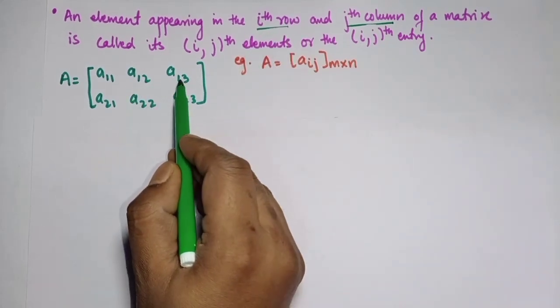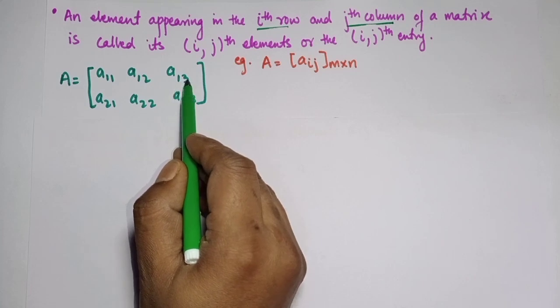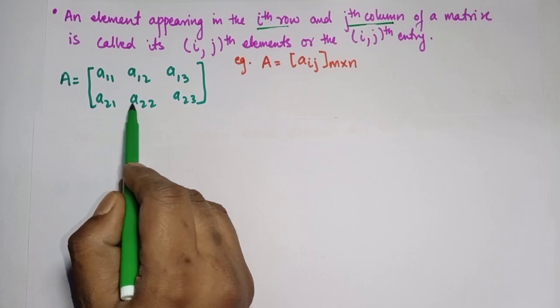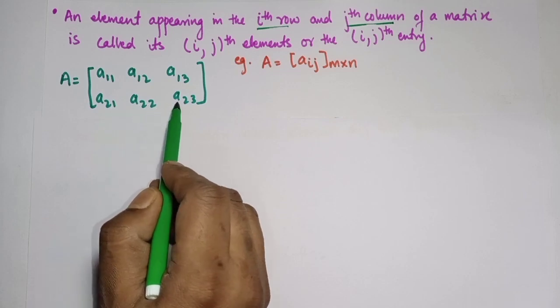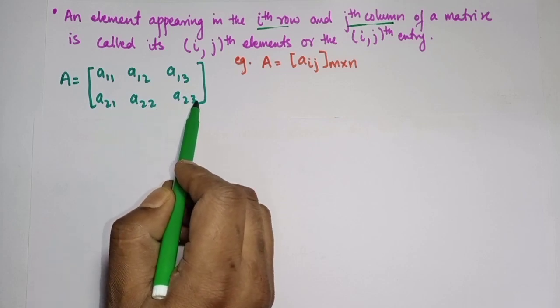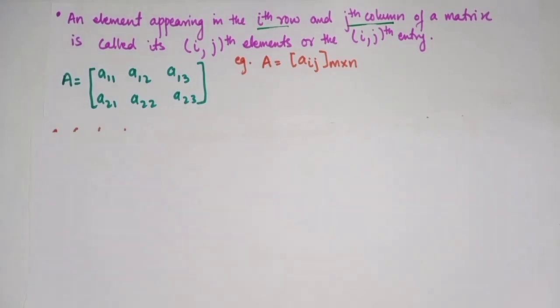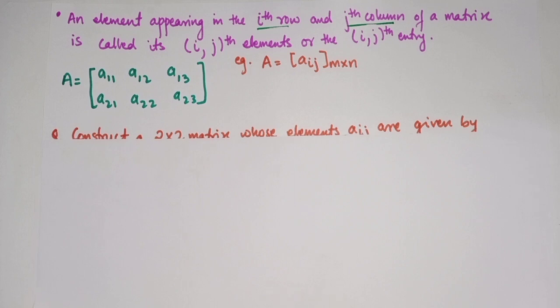Hope you are clear. This is your first row, third column. Similarly, this is your second row, first column, second row, second column, second row, third column. Hope you are clear with this. So this is only your ijth entry. While doing the example, you will be more clear.